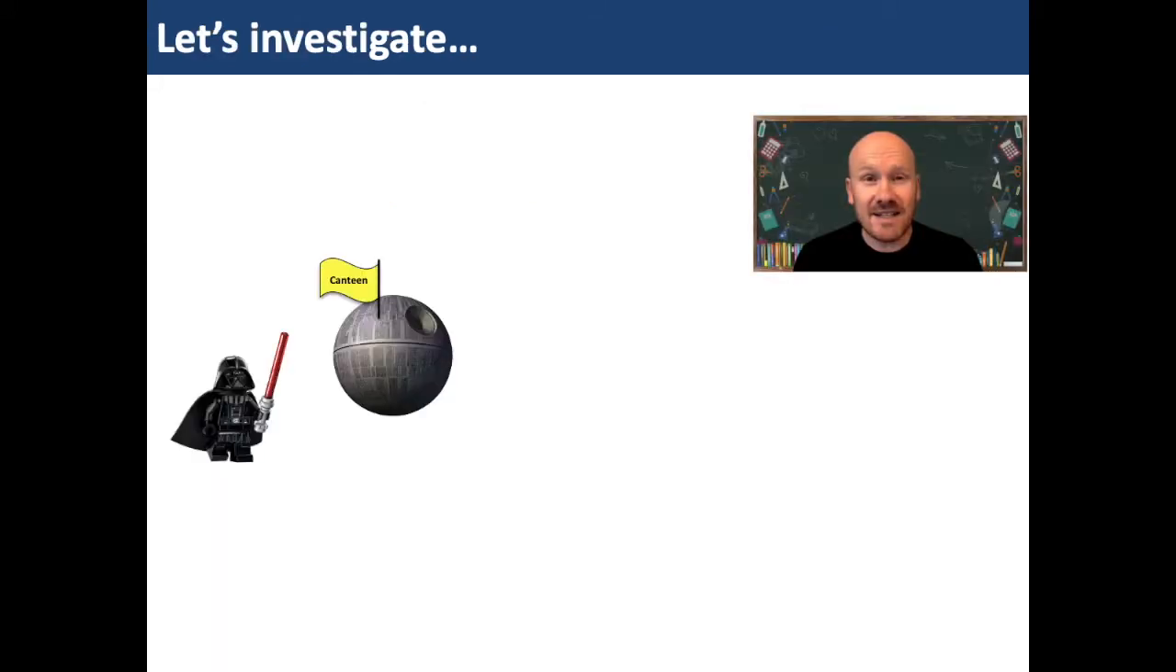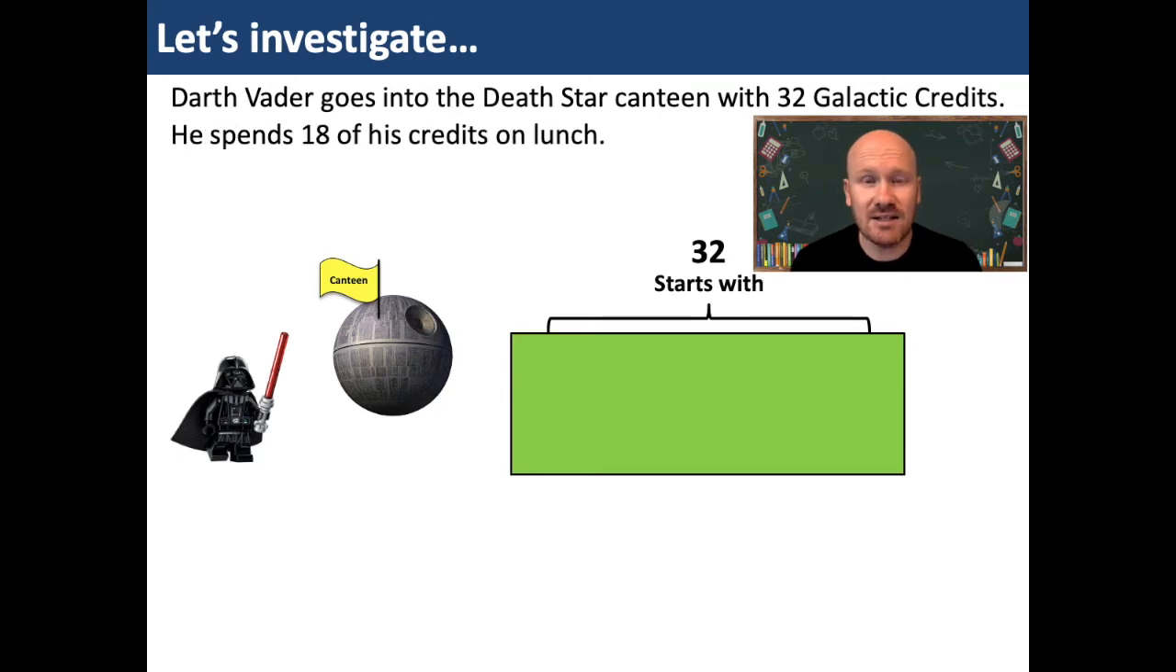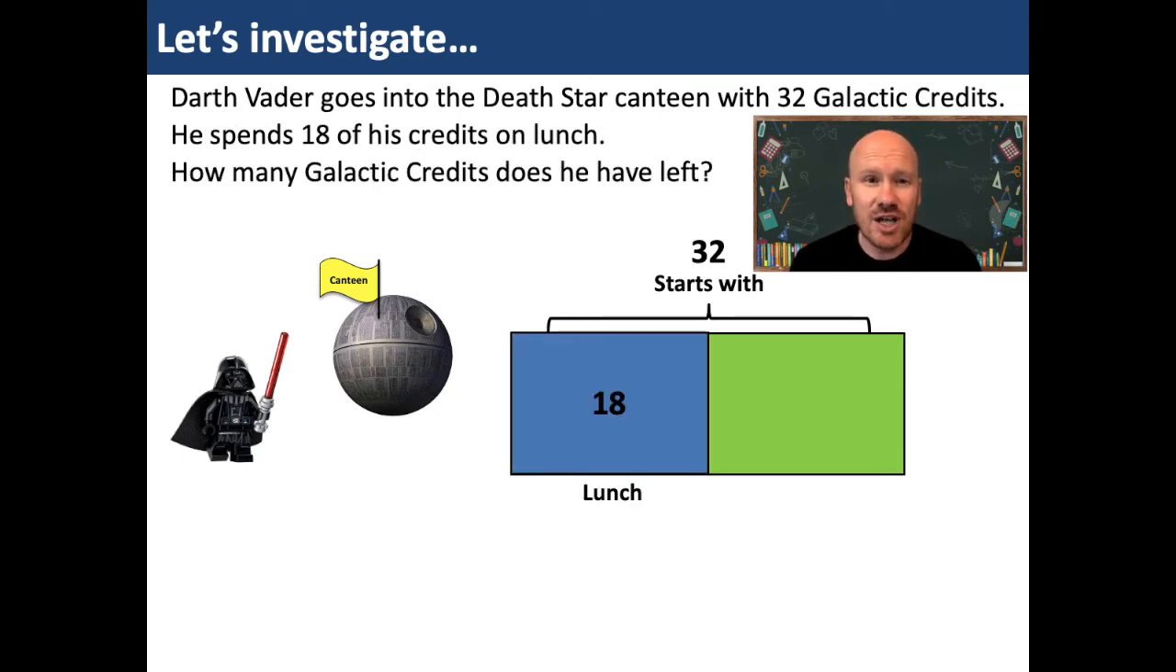It's time to get investigating with a partner. As you can see, we're on the Death Star where it's lunchtime, and Darth has got 32 galactic credits that he's getting into the Death Star canteen with. He spends 18 of those credits on his lunch, and what we want to know is, how many galactic credits does he have left? As you can see here, we've got a part-whole problem again, like last week, only this time we don't know one of the parts.